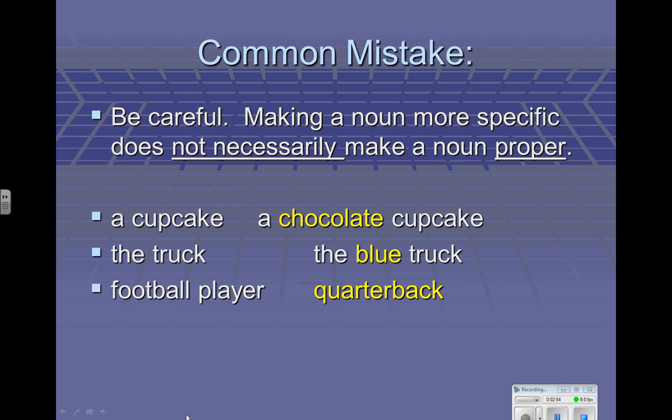One common mistake that I see many students make when they first work on capitalizing proper nouns is we have a tendency to confuse proper with adding an adjective or making a noun more concrete. Sometimes when you make a noun more specific, it doesn't necessarily make a noun proper. So for example, this is some student work where the student has tried to make a proper noun. Well, a cupcake. Sure, cupcake's very general. It could be any type of cupcake. But the student here has tried to make it more specific by adding the word chocolate. Everyone loves a chocolate cupcake, right?